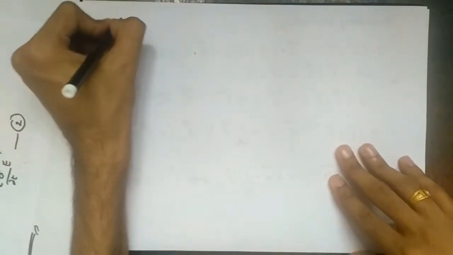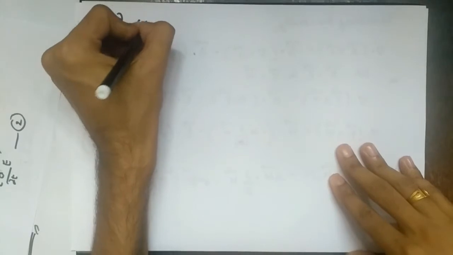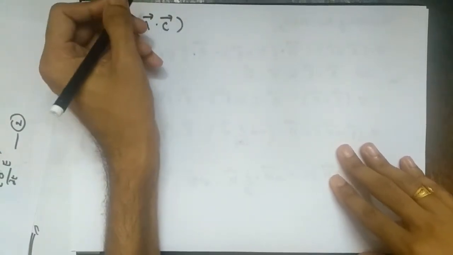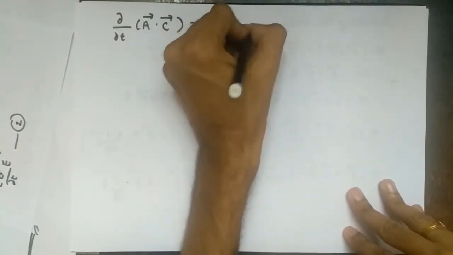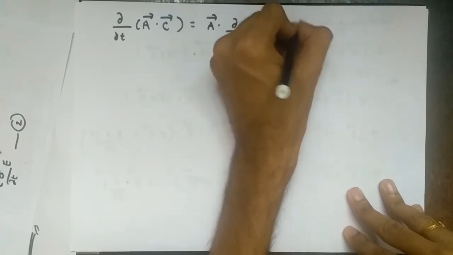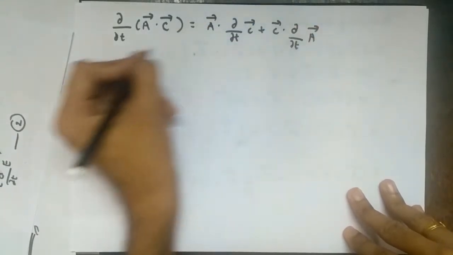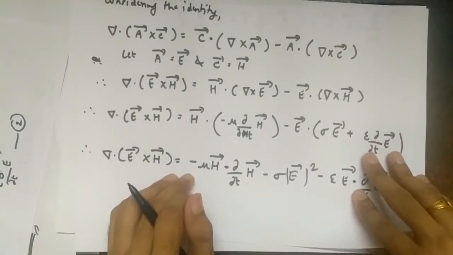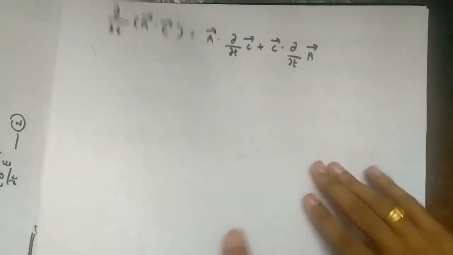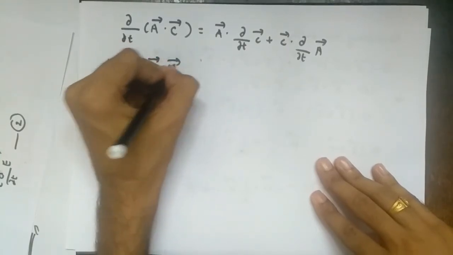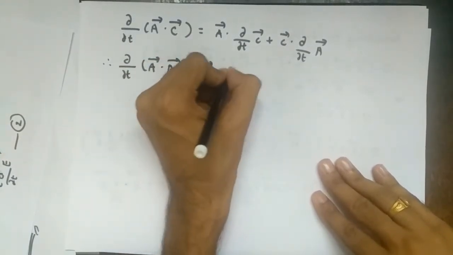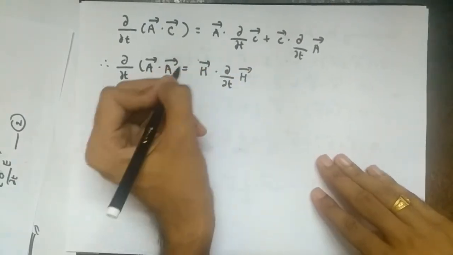So now let's consider one more identity. You have to remember two identities for this, you don't have an option. So ∂/∂t of A vector dot C vector is given as A vector dot ∂/∂t C vector plus C vector dot ∂/∂t A vector. So in our case, what are we getting? H dot H means A and C are same, right? So let's say A and C are equal. Therefore, ∂/∂t of A vector dot A vector equals A vector dot ∂/∂t A vector plus the same term.